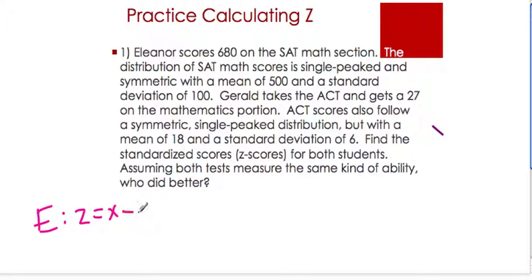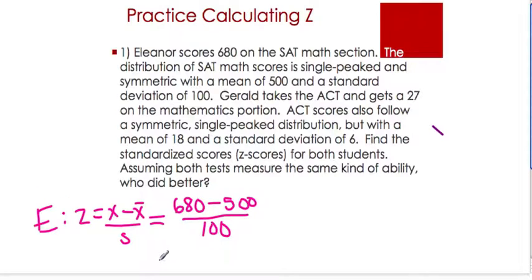Again, z is equal to x minus the mean divided by the standard deviation. Eleanor's score was a 680, minus, for the SAT, the mean score is 500, divided by the standard deviation, 100. So when I do that, I get a z-score of 1.8. And just to clarify, this means that Eleanor's SAT score was 1.8 standard deviations above the average SAT math score. Now we can do this for Gerald as well.